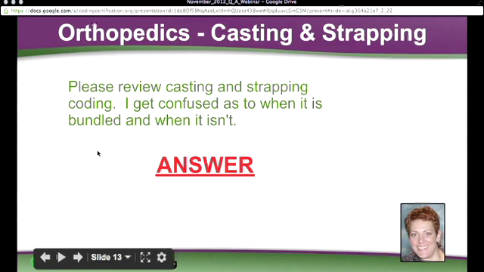Okay, the next question is about orthopedics, casting and strapping. Please review casting and strapping coding. I get confused as to when it is bundled and when it isn't.